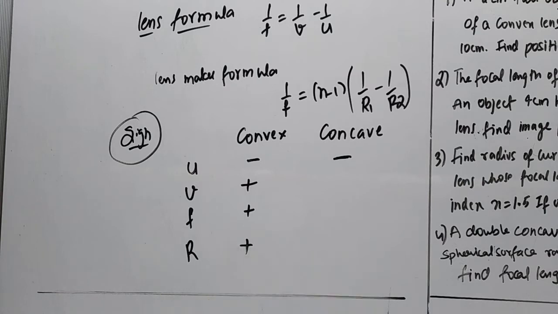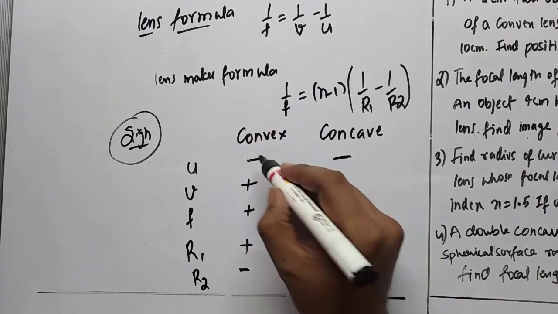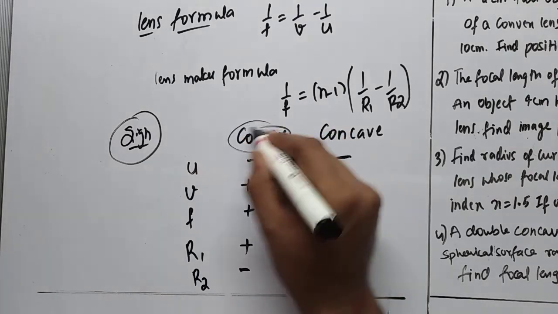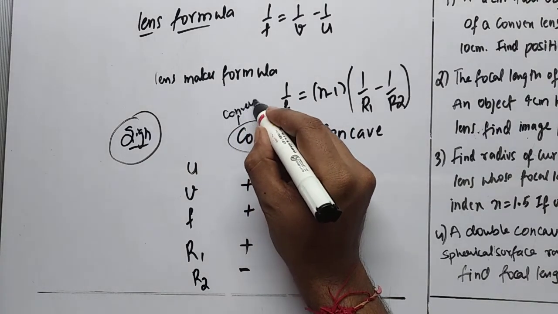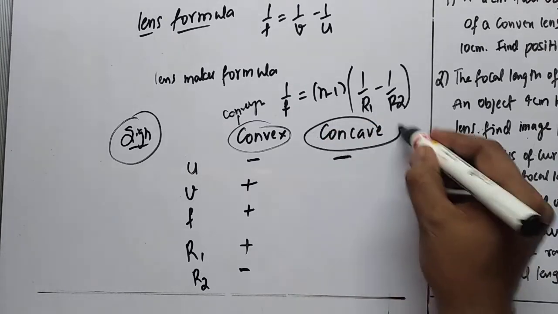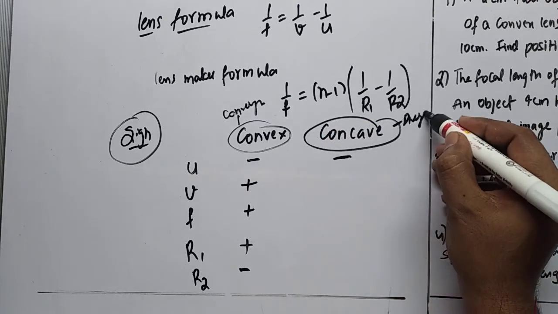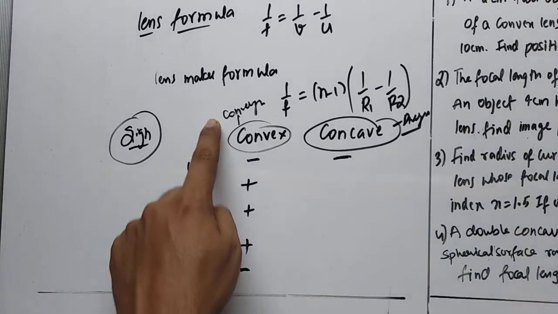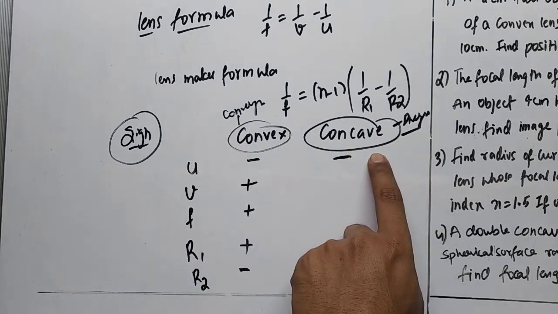But in this case, we'll have two things, R1 and R2. Let me take the radius of curvature first and second. The first radius of curvature will be positive and the second radius of curvature will be negative. This is the case of convex. Convex is also known as a converging lens. Next we have the concave lens. The concave lens is known as a diverging lens. You remember the names: converging lens is convex, diverging lens is concave.